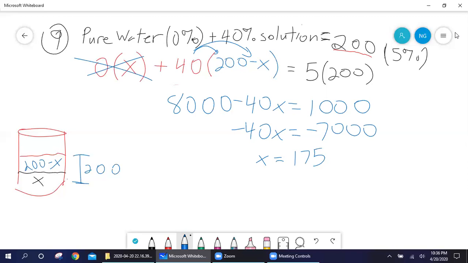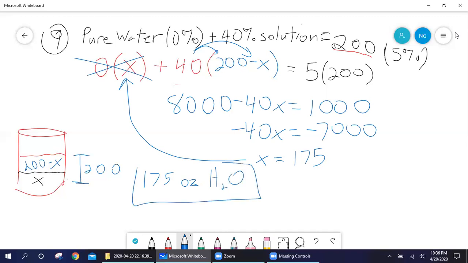So remember, the x amount was the water. So I have 175 ounces of water. If all together I'm going to have 200 ounces, that means I must have 25 ounces of the 40% solution.